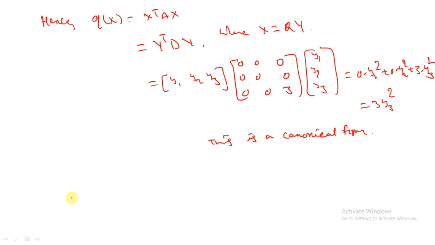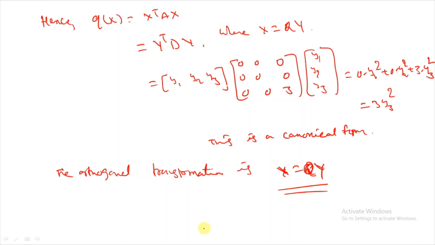What are we talking about? What is the orthogonal transformation? X equal to Qy. Now substitute x as Qy. This is the orthogonal transformation. This is the way to find the canonical form, that is, reducing quadratic form to canonical form by using orthogonal transformation. This is the procedure. Just remember the procedure.